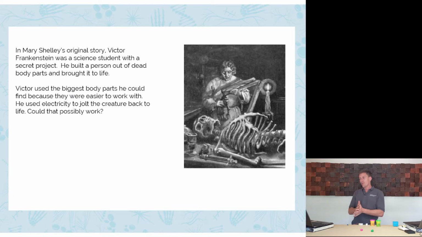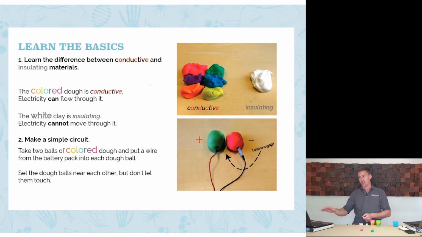In Mary Shelley's original story, Victor Frankenstein was a science student with a secret project. He built a person out of dead body parts and brought it to life. You see, Victor used the biggest body parts that he could find because they're easier to work with. And he used electricity to jolt the creature back to life. Do you think that could possibly work? Or is this just science fiction?